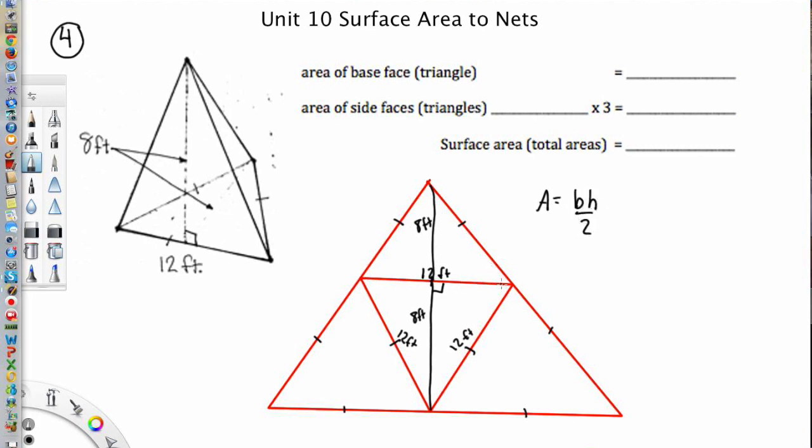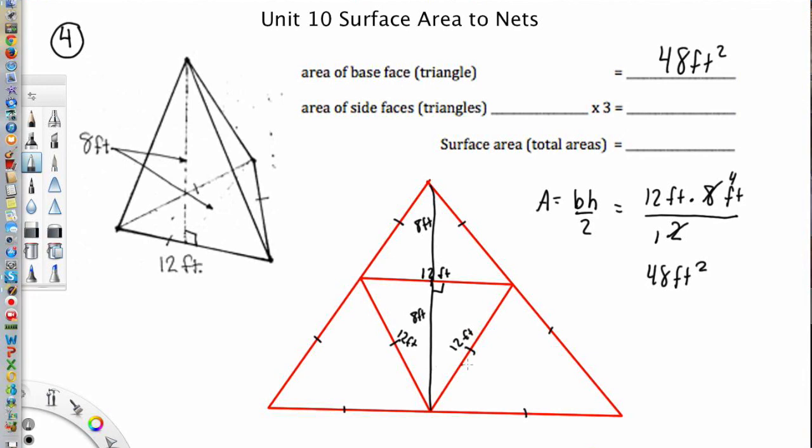Well, the base of each of these triangles is 12 feet. The height of each of these triangles is 8 feet. We need to divide that by 2. I'm going to cross cancel to keep our numbers small and easier to work with. 2 goes into 2 one time, 2 goes into 8 4 times. 4 times 12 is 48 feet squared. Feet times feet is feet squared. So the base is 48 feet squared.